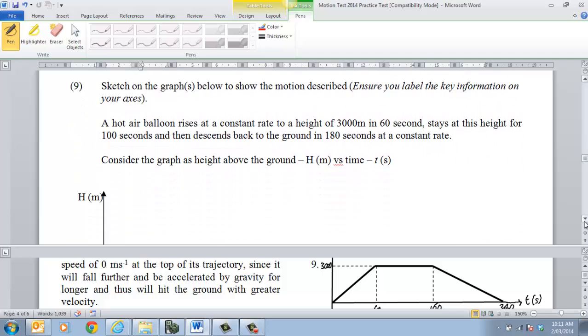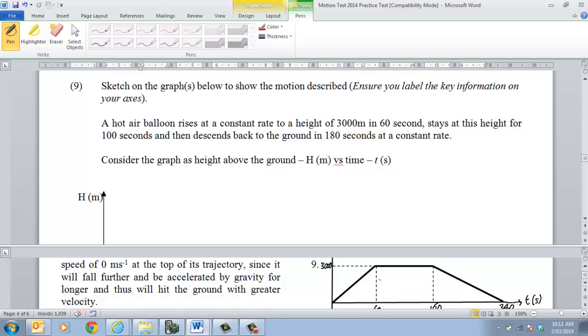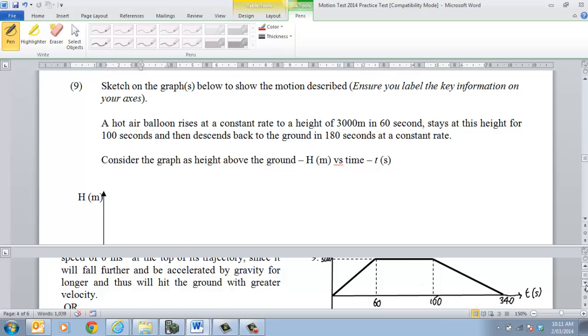Question 9. Sketch the graph showing the motion. A hot air balloon rises at a constant rate to a height of 3,000 metres in 60 seconds. So this is a height versus time graph. We know it gets to a height of 3,000 metres. It's going at a constant rate, which means it's going to be a straight line. The next thing it says is it stays at the height for the next 100 seconds, so from 60 seconds to 160 seconds, it's going to be travelling at 3,000 metres.